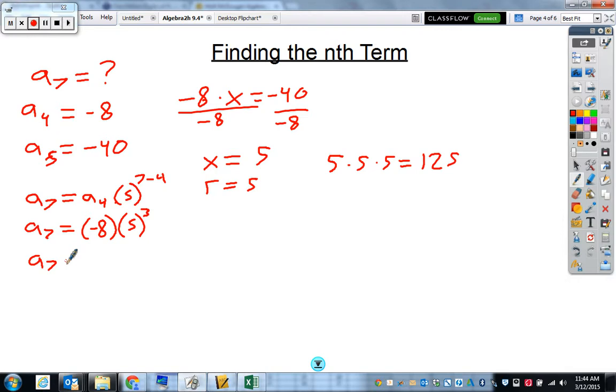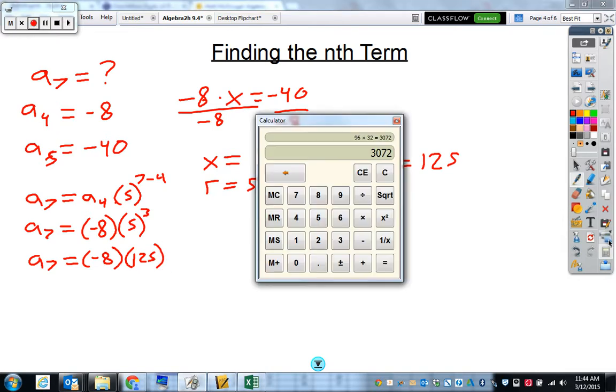So a sub 7 equals negative 8 times 125. And then negative 8 times 125, okay, it's 1,000, but since one's negative, one's positive, it's going to be a sub 7 equals negative 1,000.